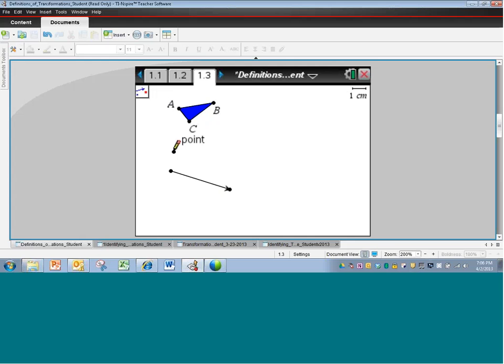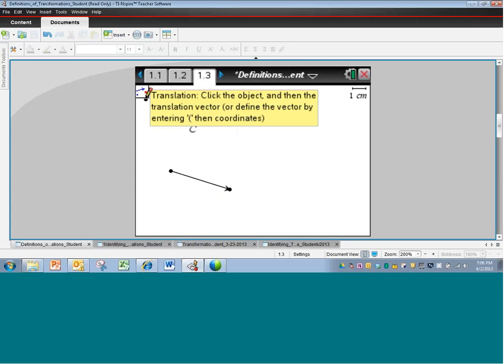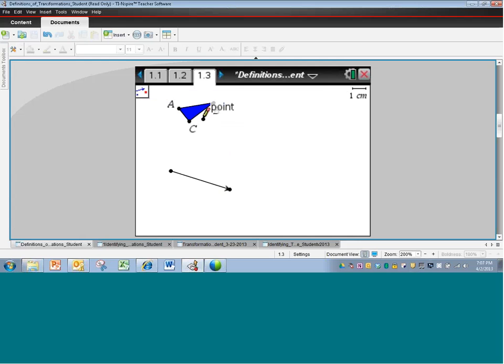One of the many nice features of TI-Nspire is that when I've selected this tool, and I'm not particularly sure about how the tool works, if I hover over this tool icon, it gives me this quick instruction that to perform this translation, I need to click on the object that I would like to transform, and then tell it what vector I want to use as my translation vector. So I would like to translate triangle ABC by this vector. Right away, I see my image triangle showing up here.